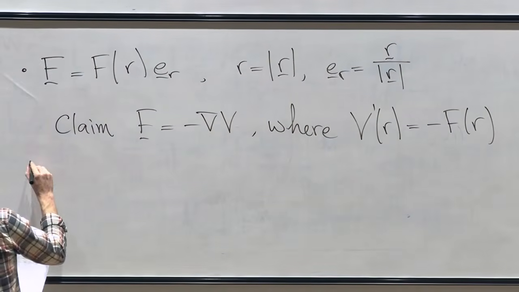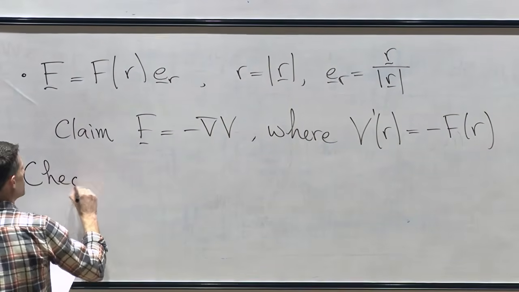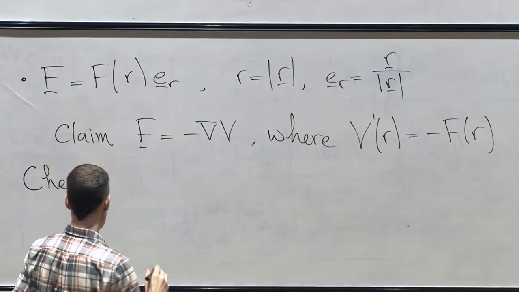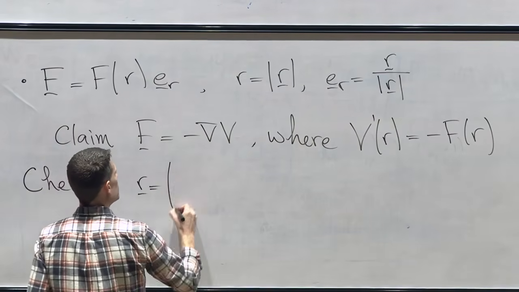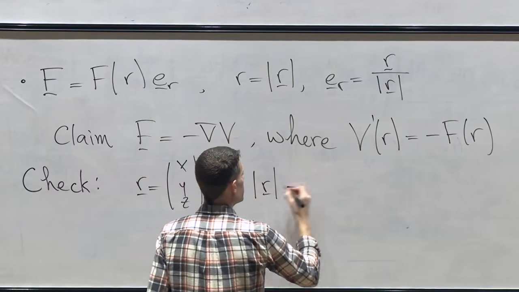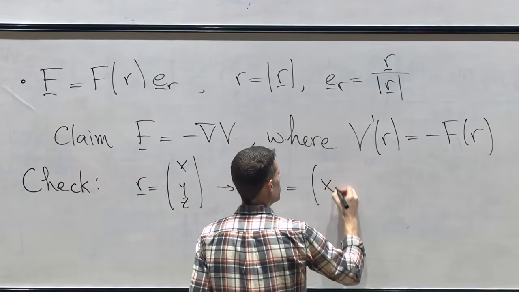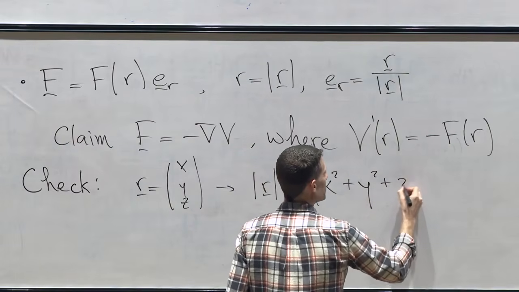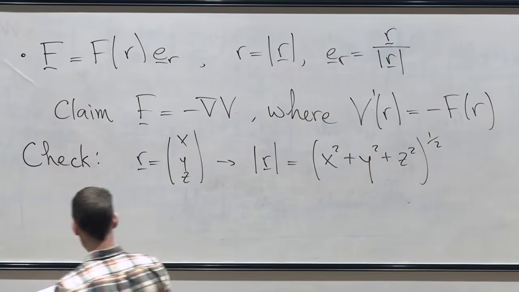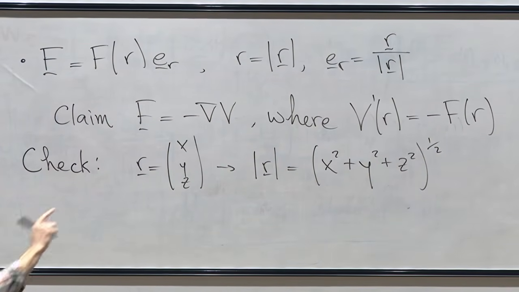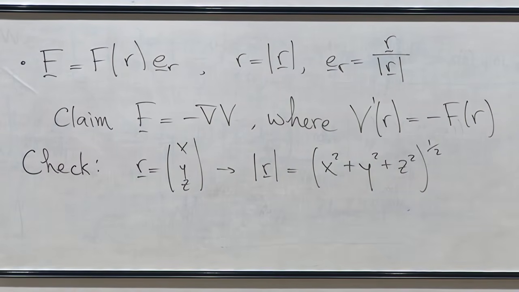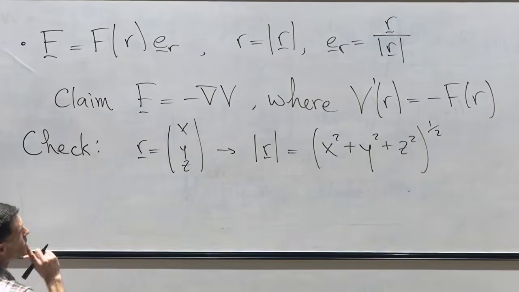So let's check that. In Cartesian coordinates, r is, say, (x, y, z), and the magnitude r is the square root of x squared plus y squared plus z squared. Let's go the other way. I'm going to suppose that V prime of r is minus F and show that grad V gives me minus vector F. Okay?